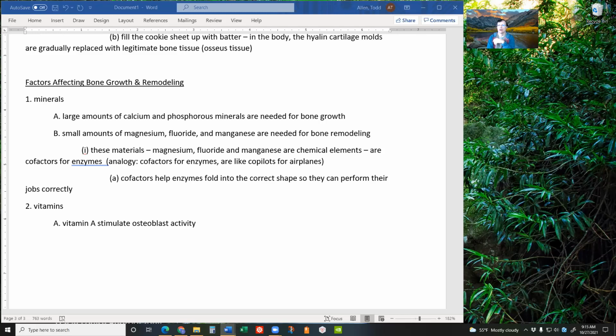Thanks for those that are participating. You will have a problem, and it's going to be a problem with deposition, because osteoblasts are responsible for the deposition portion of bone remodeling.